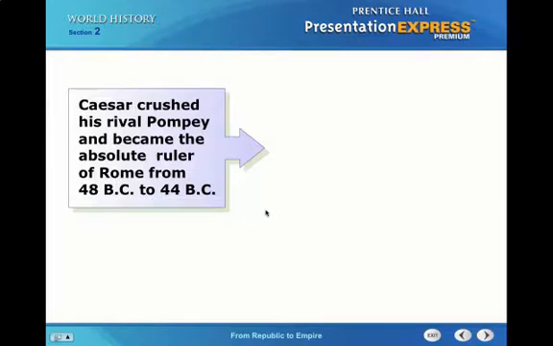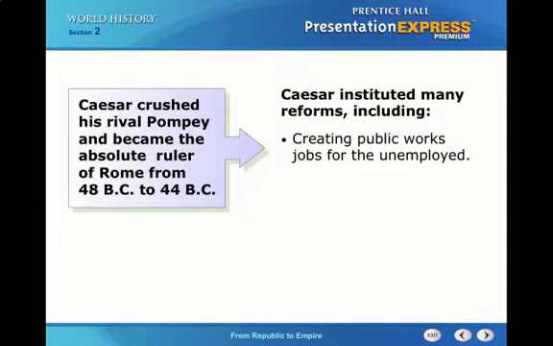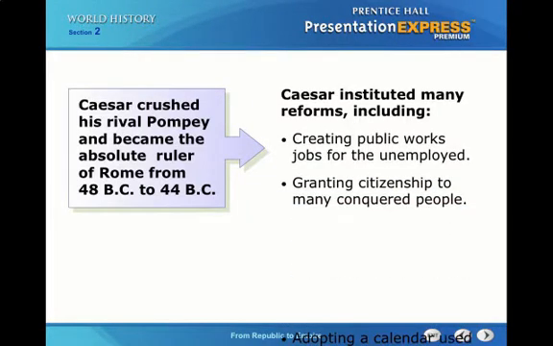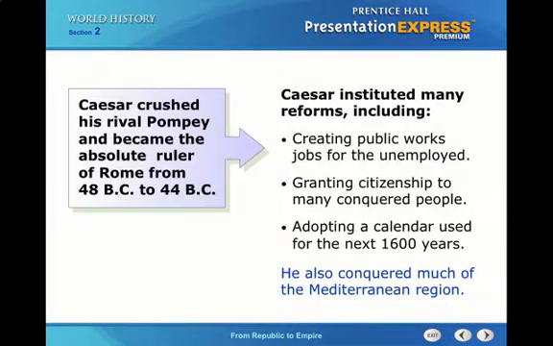So Caesar ends up crushing his main competition, Pompey, who was once his friend and his partner, and became absolute ruler of Rome. He institutes lots of reforms. He creates public works jobs for the unemployed. He grants citizenship to lots of the conquered people. He expands the Senate and the number of people who can be tribunes. He adopts a calendar that's going to be used for the next 1600 years. Our calendar is loosely based on the Caesarean calendar. And he also conquered much of the Mediterranean region.